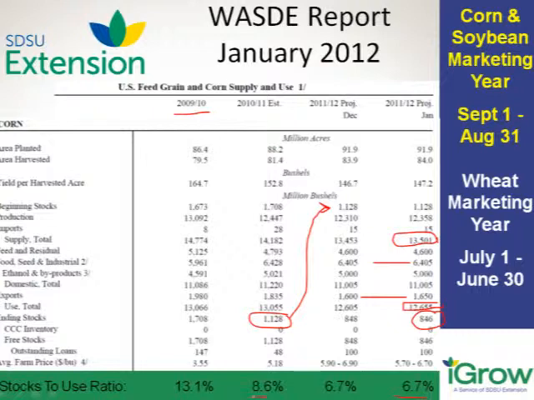Doing the same calculation in the previous marketing years, you can see that the stocks-to-use ratio has been falling over the last 2-3 years. The reason that's important is because it's a relative measure of supply and demand. It gives us an idea of how tight the marketing situation is relative to corn. The tighter that number is, or the smaller that number, the higher corn prices tend to be.